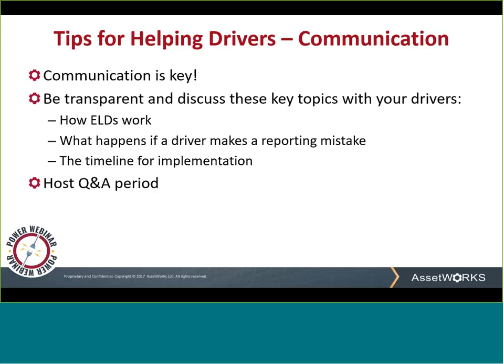Host a question and answer period. Invite your drivers to share their thoughts, questions, and concerns. It's important to be as transparent as possible with the drivers during this time. Make sure to continually follow up with your drivers and management staff to proactively manage any issues.